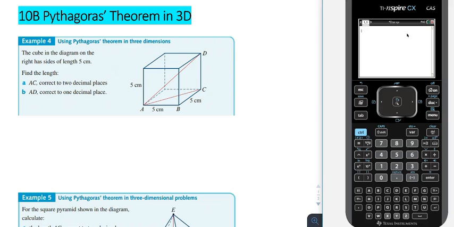10b looks at Pythagoras' theorem in 3 dimensions. It works the same way as 2 dimensions, except that you need to apply it twice. So for the first example, we've got a cube, and it has a side length of 5 centimeters, and we're asked to find, correct to 2 decimal places, the length of AC, which is this bottom diagonal in here, and then correct to 1 decimal place the length of AD, which is this one here.